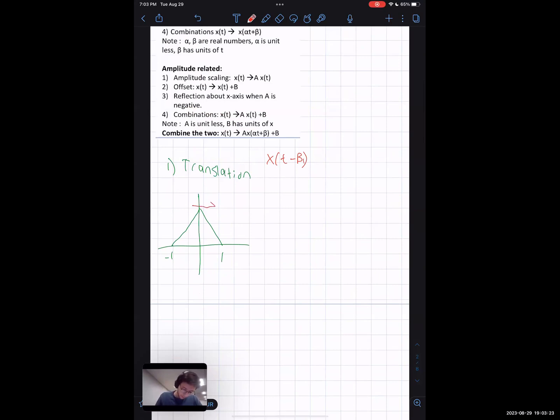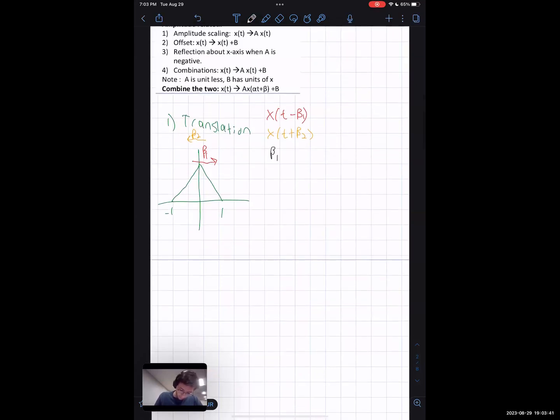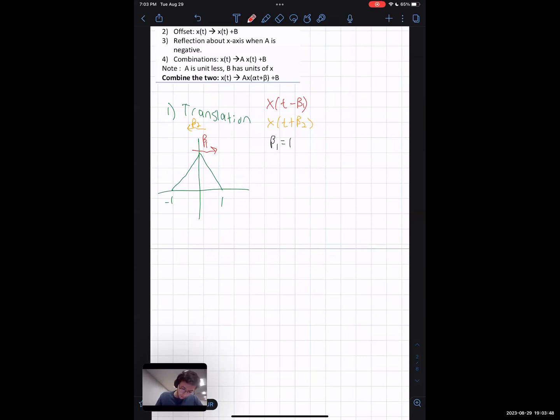So this is going to move this entire signal by beta. And if we had something else, maybe x of t plus beta 2, that would shift left by beta 2. So what does that actually look like? Say beta 1 is equal to 1. Then we have something like x of t minus 1.